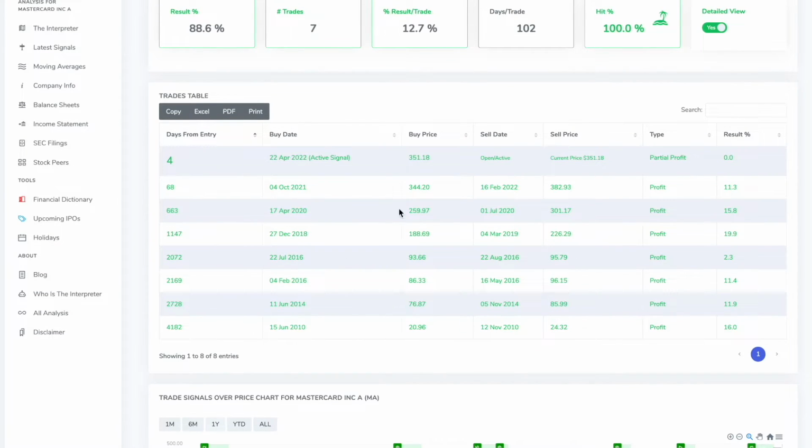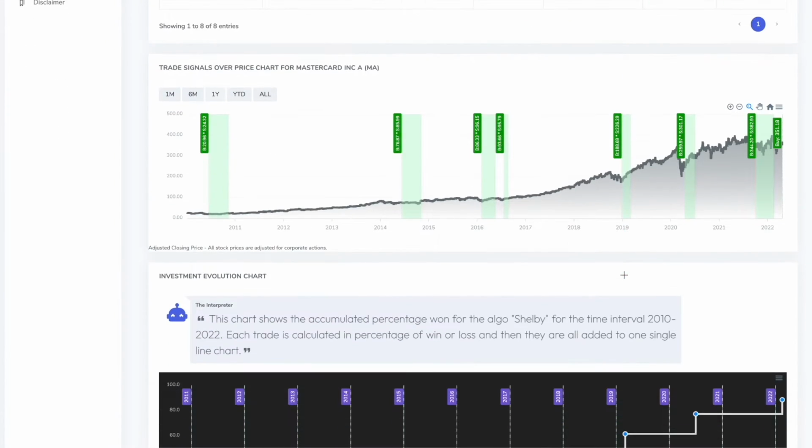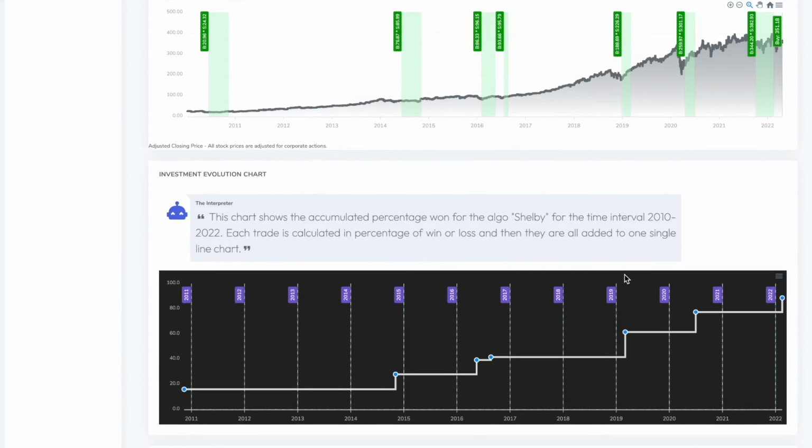Underneath is the history of all signals. The latest was 4 days ago. We see the buy dates. We have the buy price, sell date, sell price, and the result. And underneath, we have the trades over the price chart and a performance diagram.